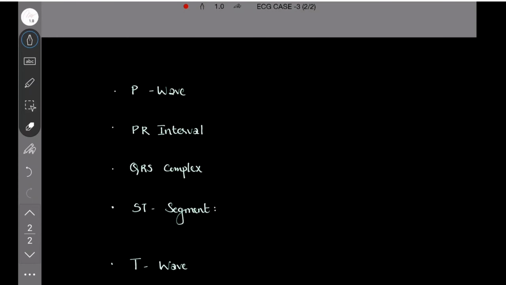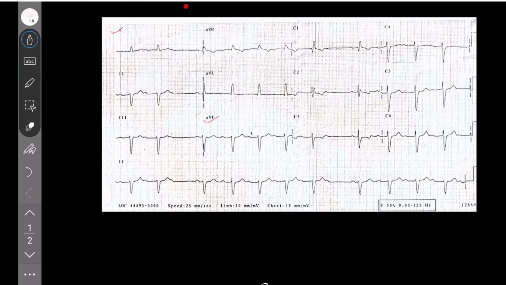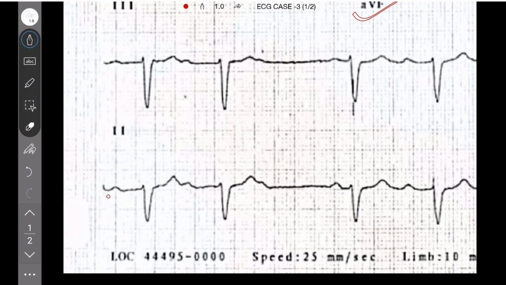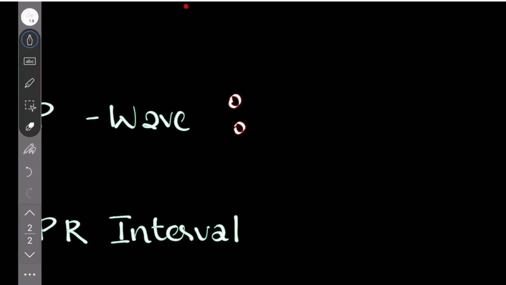Next comes the P wave. Check the P wave in lead 2. There is not much difference or problem in this P wave. So the P wave is normal.